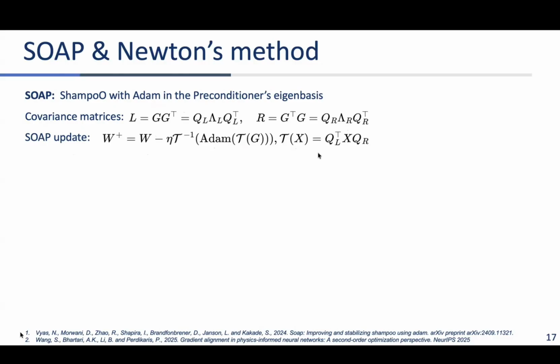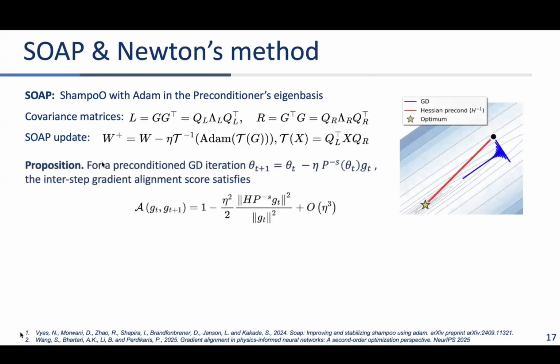Okay, that's SOAP. And why is SOAP so effective? Actually, we can connect that to Newton's method. But before that, let's prove such a proposition. For a preconditioned gradient descent, the inter-step gradient alignment score will satisfy this formula. This formula tells you that if our preconditioner is closer to the Hessian inverse, then we can get higher alignment scores. In other words, if our preconditioned gradient step is closer to a Newton step, we can get higher alignment scores.